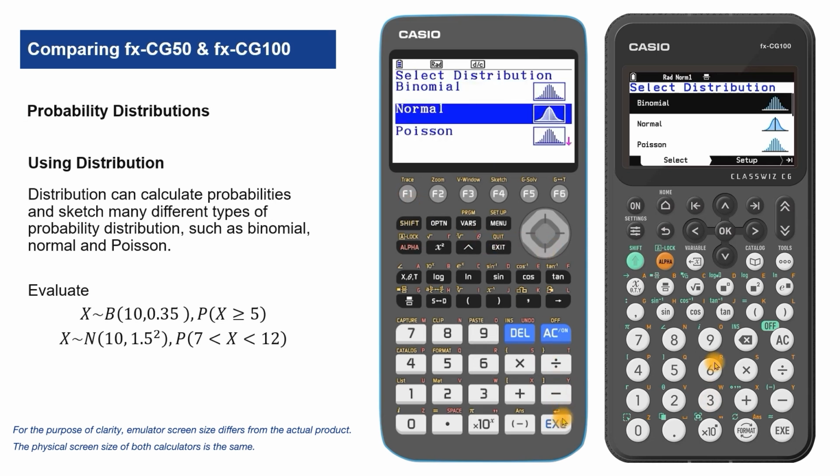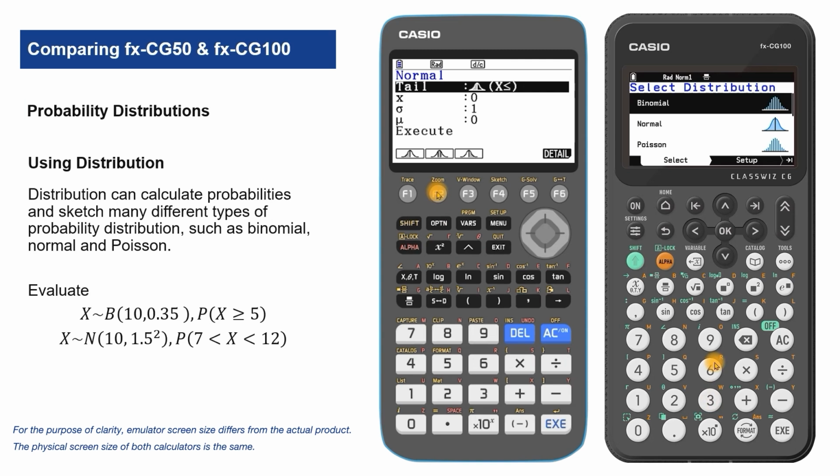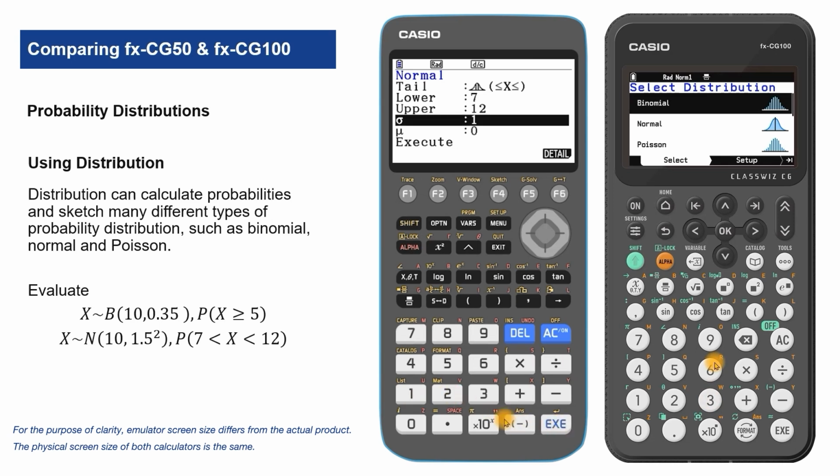The normal distribution is used in the same manner with a similar parameter input screen, listing the available regions x, sigma, and mu. When executed, the probability is given and the normal curve shaded with the corresponding area.